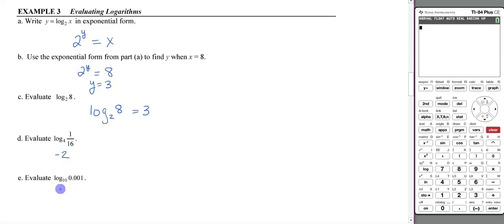Evaluate log base 10 of 0.001. What exponent would you put on 10 to make it 1/1000th? You can experiment here. If you did a 10 to the -2, that's 1/100. 10 to the -3 is 1/1000, which is this number, 0.001. So apparently log base 10 of 0.001 is -3.